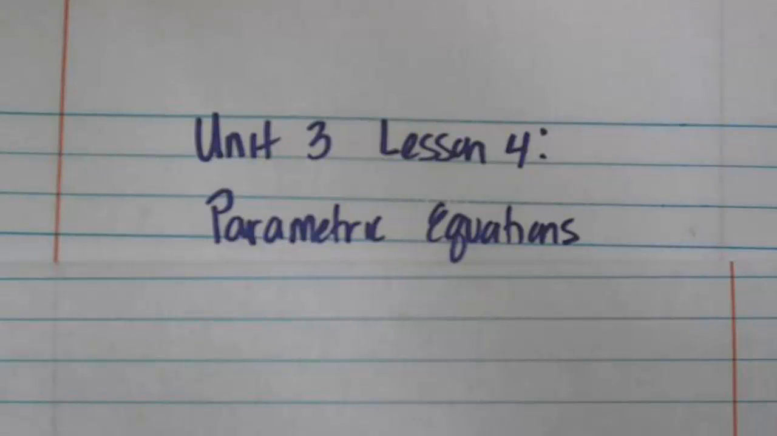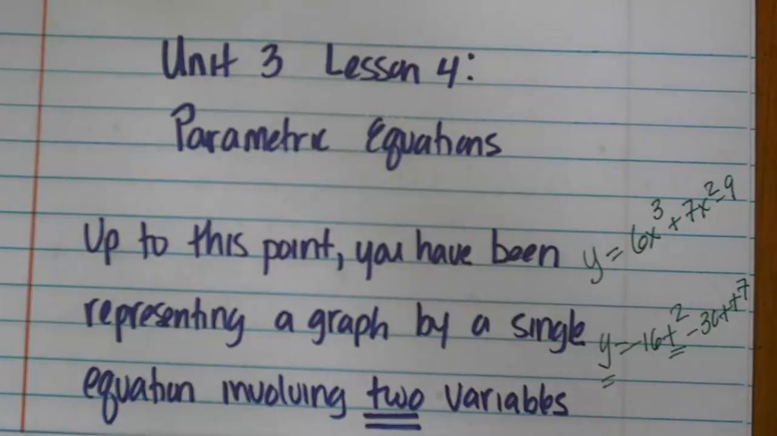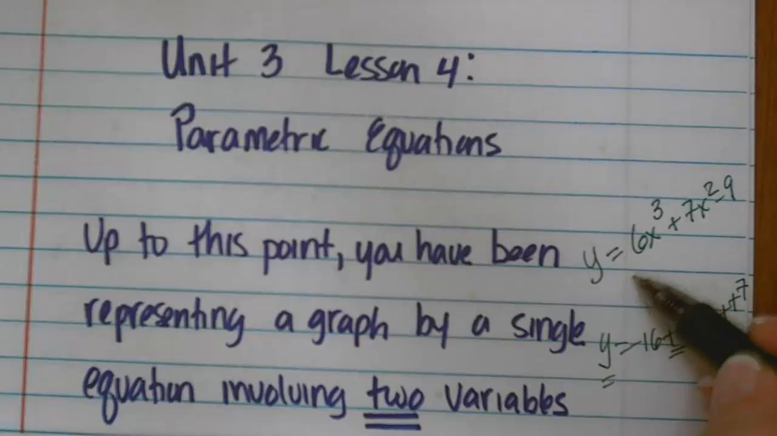I think it's important that we take a little bit of time to understand why they're useful and why they're necessary before we start diving into example problems. So, up to this point, you've been representing a graph by a single equation involving two variables. I gave you some examples here on the side. Two variables, x and y, or t and y.